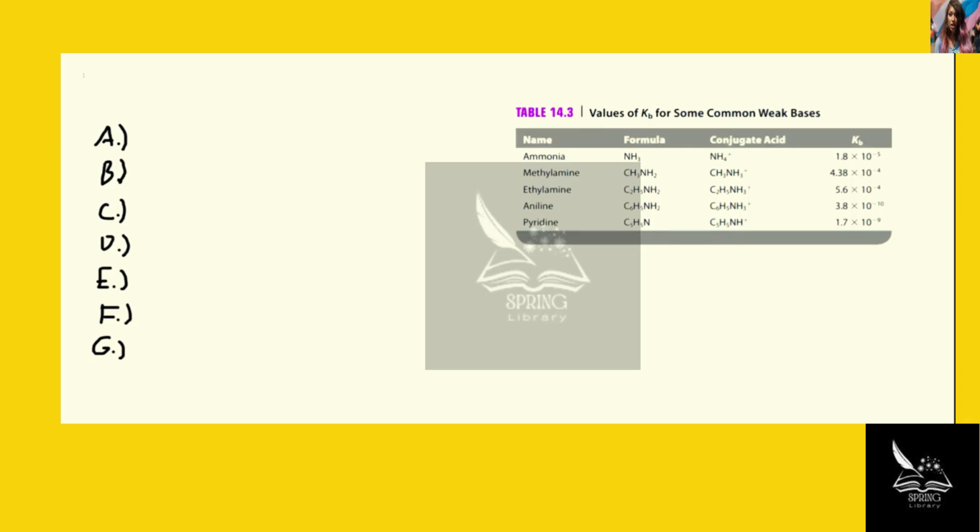All right, guys, doing problem 88 of chapter 14. Which of the following is the stronger base? Perchlorate or aniline? Well, perchlorate's conjugate acid is perchloric acid, which is a strong acid. So perchlorate is not basic by any stretch of the imagination. So the correct answer is aniline.